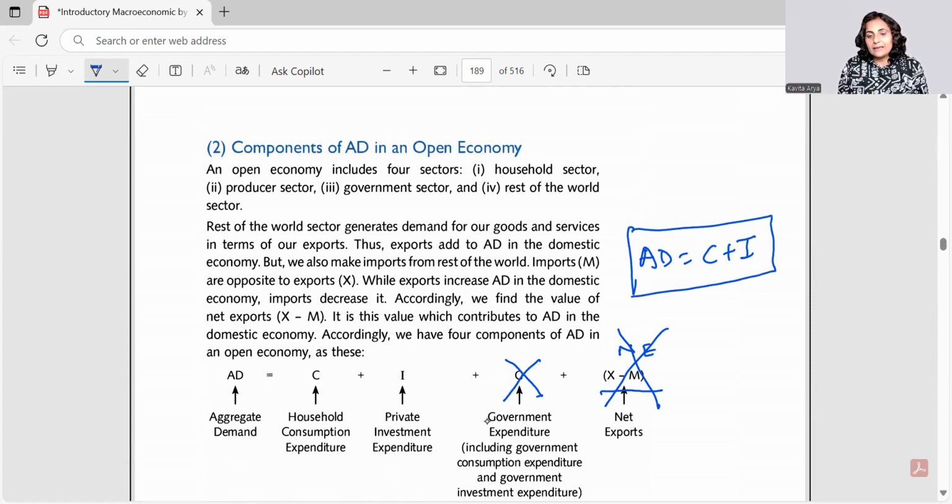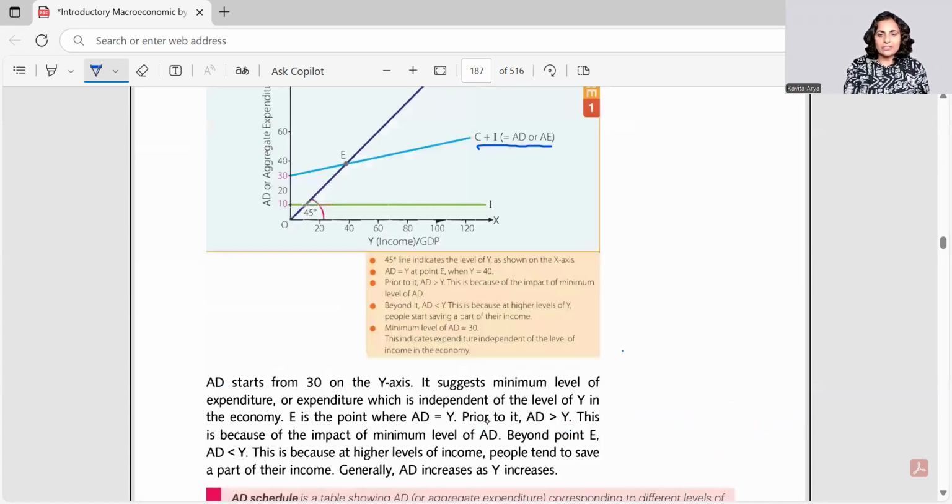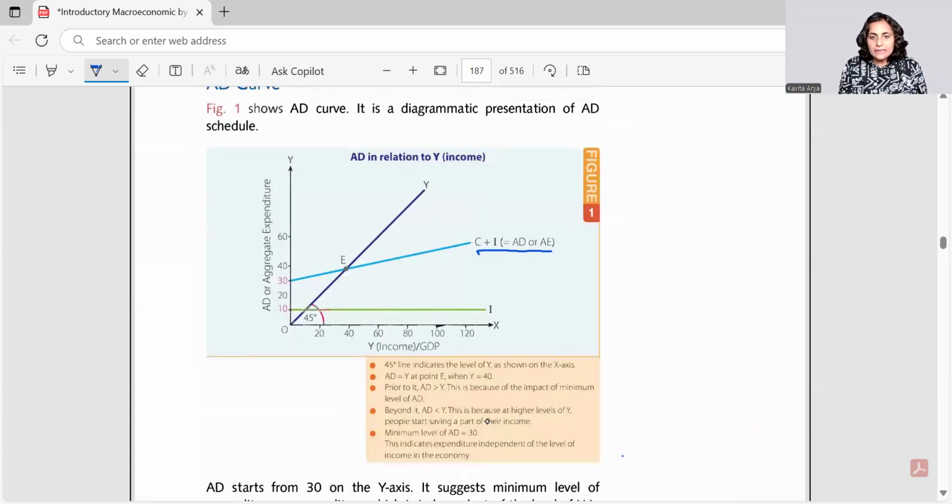Now that we understand AD is the sum total of C and I, I'll take you back to this diagram which I kept on hold. This is AD. AD is equal to C plus I, wherein we have C as an upward sloping line, and I is a constant value. For the sake of simplicity, we have taken it to be a constant straight line for the whole chapter.